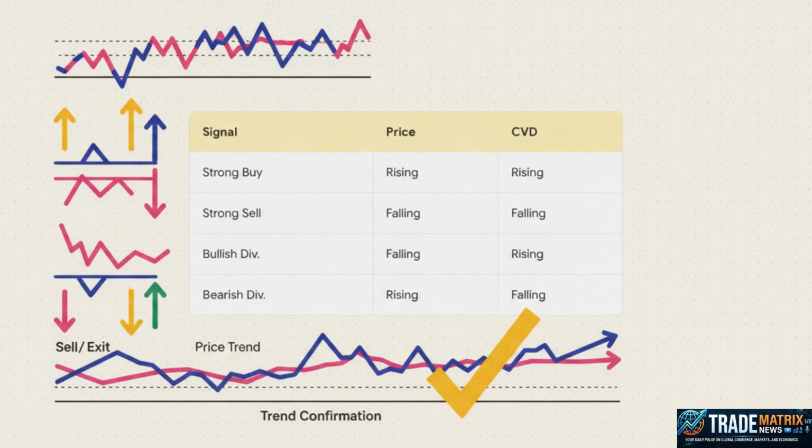Bullish divergence gives you a buy signal when price falls but CVD rises. Bearish divergence gives you a sell or exit signal when the price rises but CVD falls. And finally, for basic trend confirmation, you just want to make sure CVD matches the broader price action so you can confidently hold on to your position.